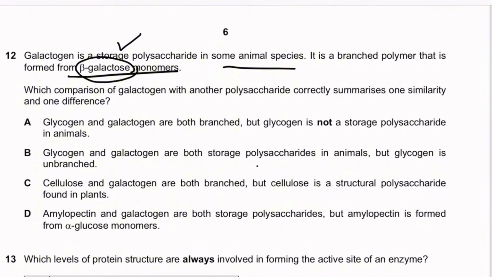Glycogen and galactogen are both storage polymers in animals, but glycogen is unbranched. Glycogen is very much branched. Cellulose and galactogen are both branched. Cellulose is not branched, okay? Amylopectin and galactogen are storage polysaccharides, but amylopectin is formed from alpha-glucose monomers. It is exactly true, okay?